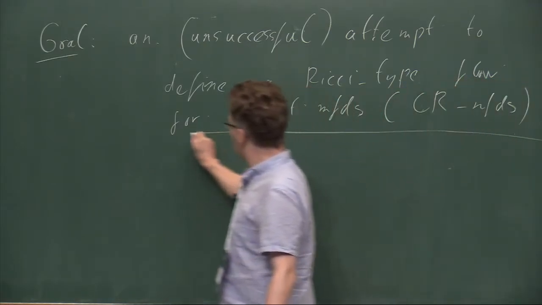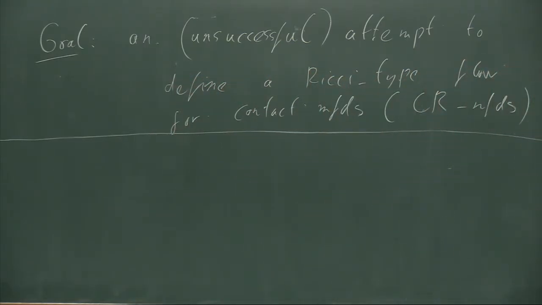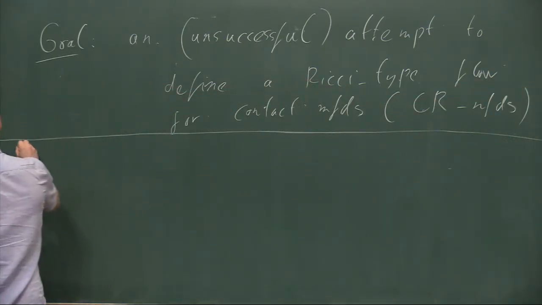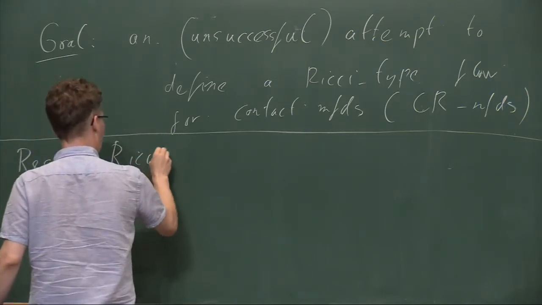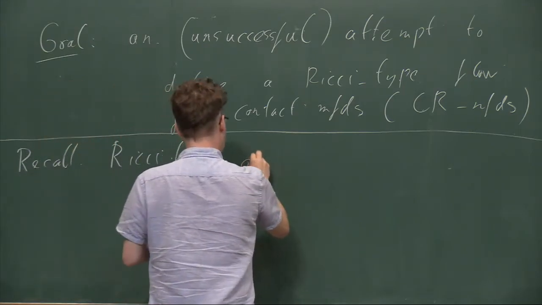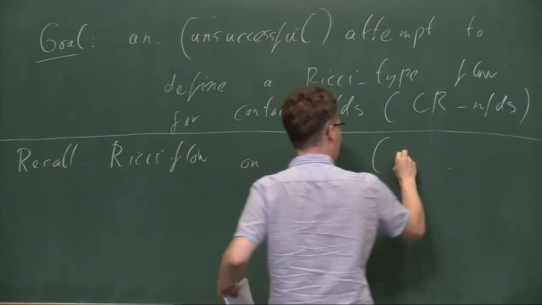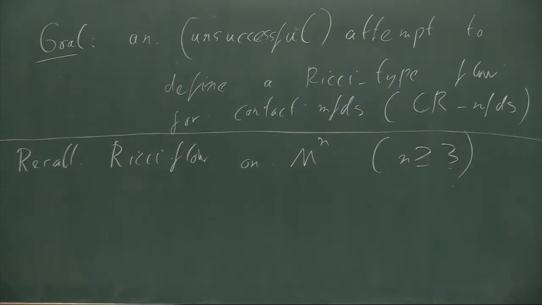So how do you come up with this flow? For this, I'm going to survey the Ricci flow, where things do work. And I'll kind of describe how you get to this flow, and then I'll point out what the problem is with this flow. Okay, so we recall the Ricci flow, or maybe not recall if you haven't seen this. So my manifold M^n, and n will be at least 3, and usually it will be just 3.